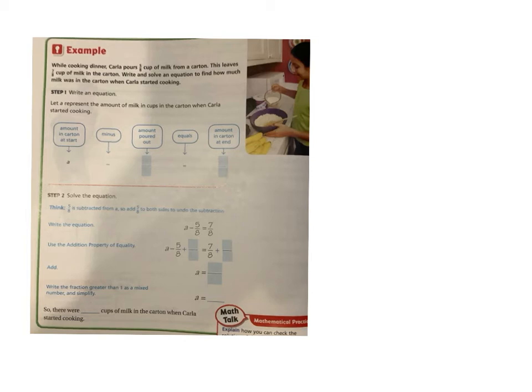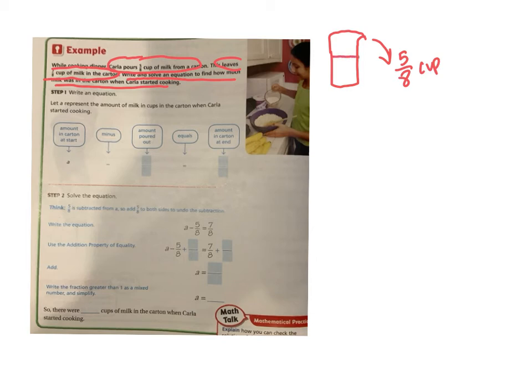We read it. Let's underline the question. They want me to write and then solve the equation. Circle the information. She poured out 5/8 cup of milk from the carton, and still left in there is 7/8 cup of milk in the carton. Well, let me draw a carton of milk. Okay, pretend that's a carton. She poured out 5/8 cup, so that came out of there. And what's left is 7/8 cup still in there. What we don't know is how much was in there in the beginning. And so that's what we're trying to find out, and that's the unknown number.